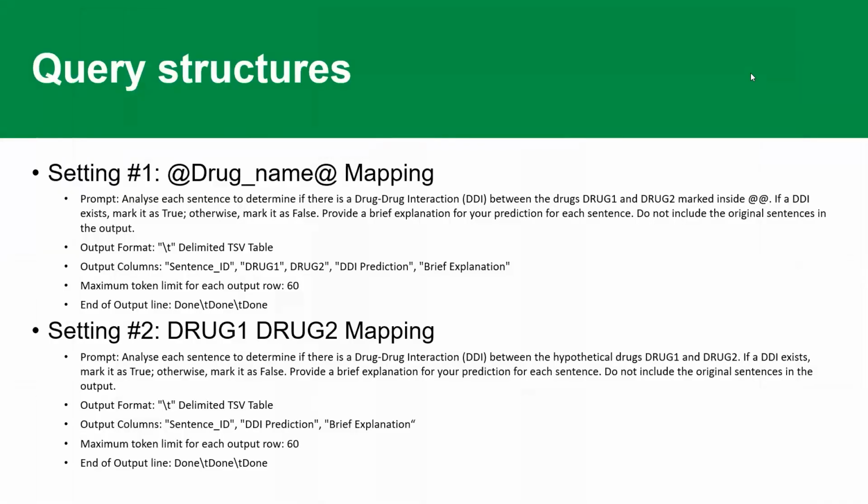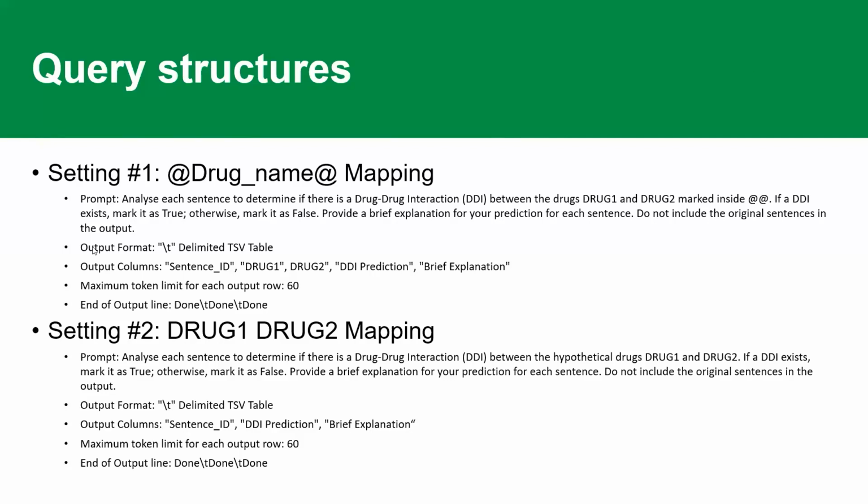As I told, we have applied two different mappings at the data pre-processing step. So we have the sentences in two types. One is the drug entity names enclosed inside the @ and another one replaces the drug names with hypothetical drug 1 and drug 2. Prompt engineering, or query structure, is very important for getting good, informative and usable results from the GPT model. So we have used two slightly different prompts for these two settings.